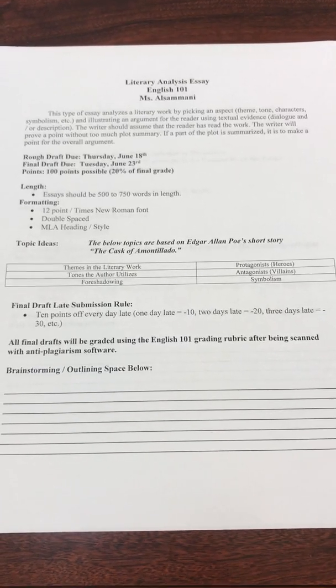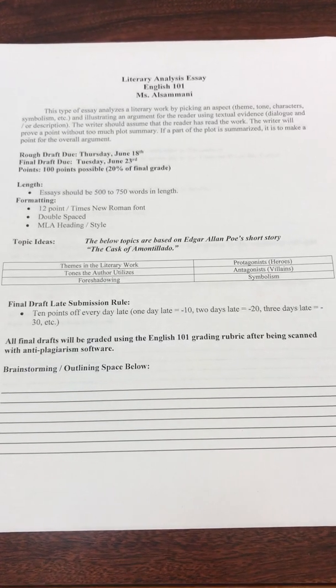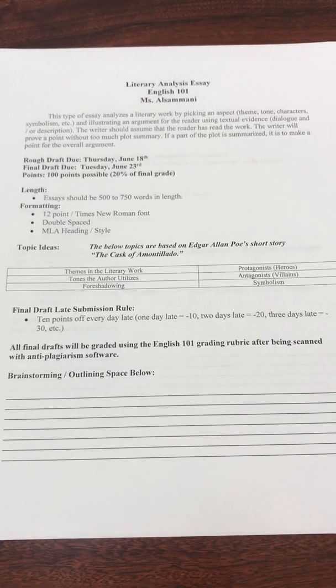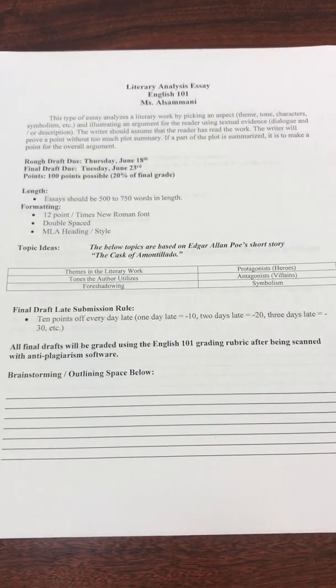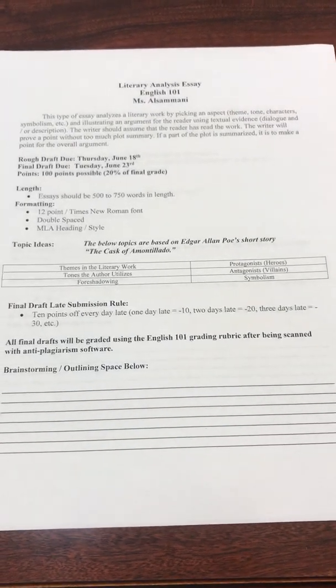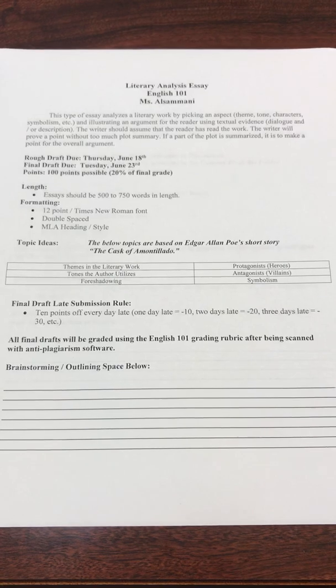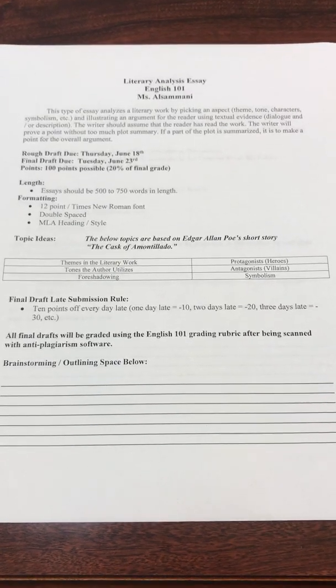The writer will prove a point without too much plot summary. If a part of the plot is summarized, it's to make a point for the overall argument. So if you do need to summarize an aspect of the story, it needs to be something that's proving your point. It's a piece of evidence at that point, not just to summarize for the sake of summarizing.